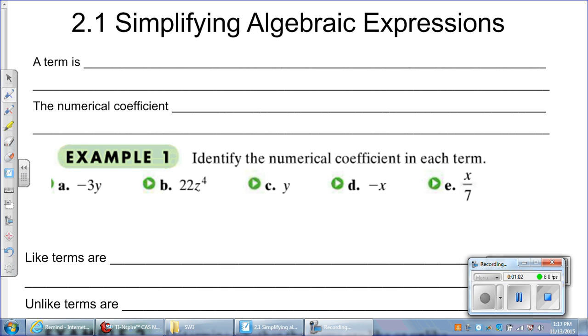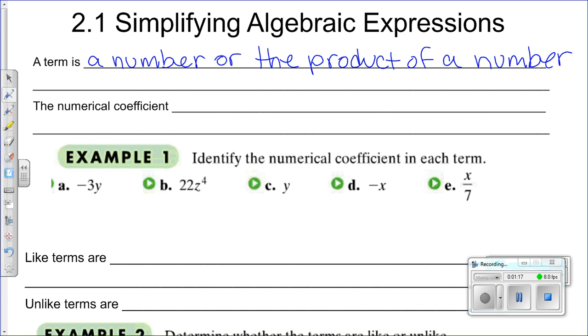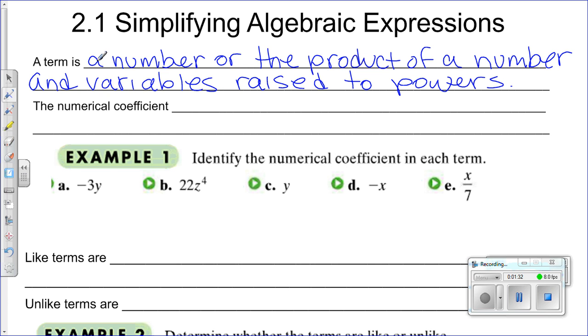And a term is a number or the product of a number and variables. And those numbers and variables could be raised to powers. So they could be with an exponent of 1, 2, 3, and so on.